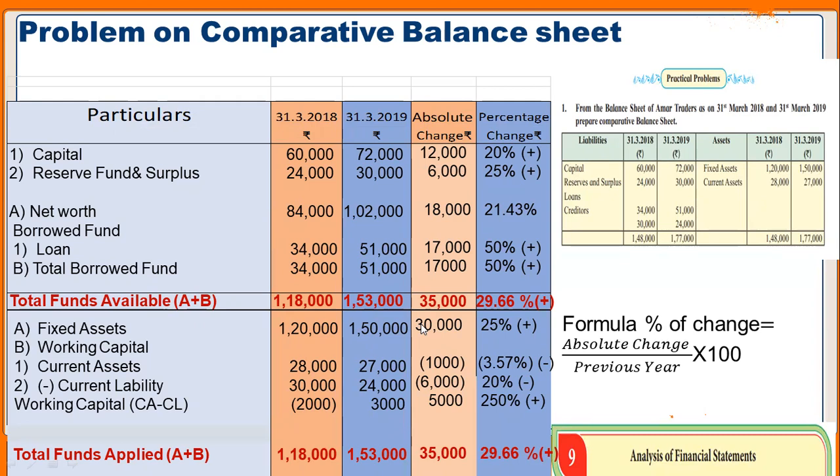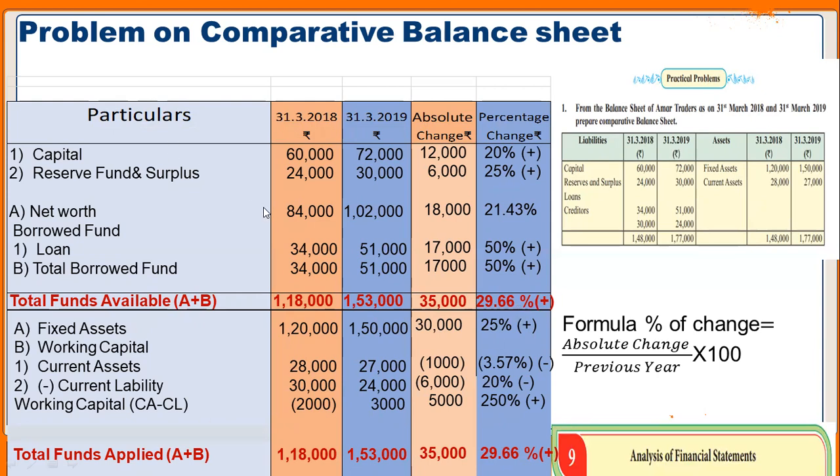30,000 is the fixed assets absolute change and 5,000 is working capital. Total is 35,000, and the ratio or percent is also the same, that is 29.66%. Increase in funds balance is also 29.66%.